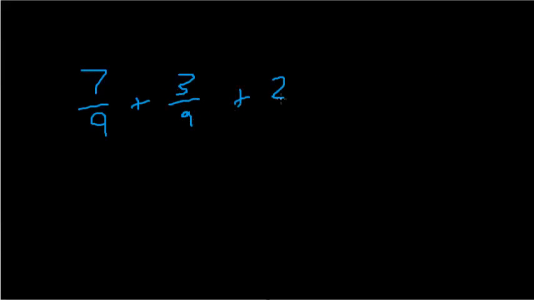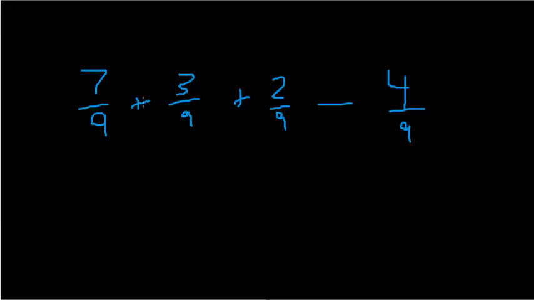Say I have 7/9 plus 3/9 plus 2/9, and then let's go ahead and take away 4/9. Okay, what I'm doing is I'm adding all of my numerators and then subtracting this last one.